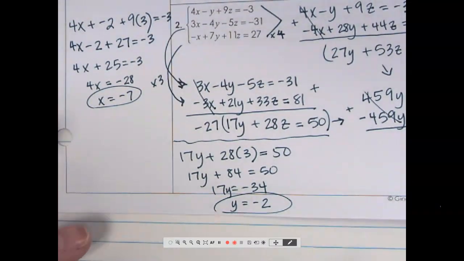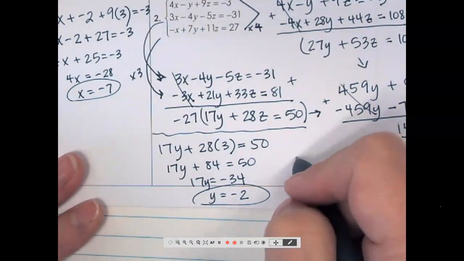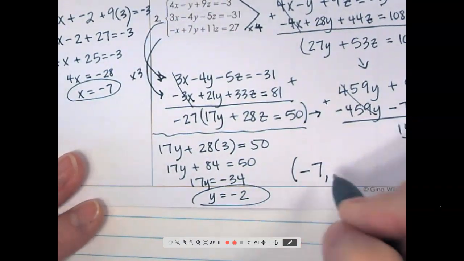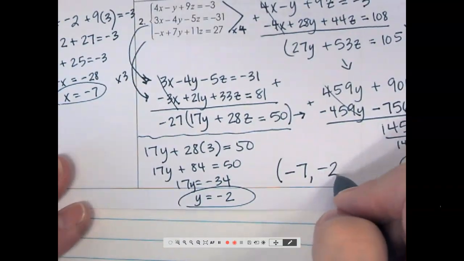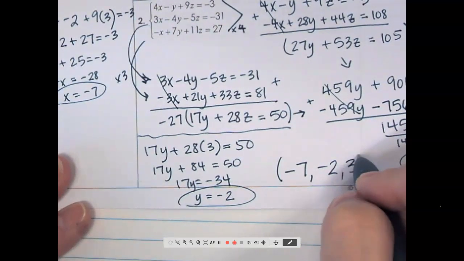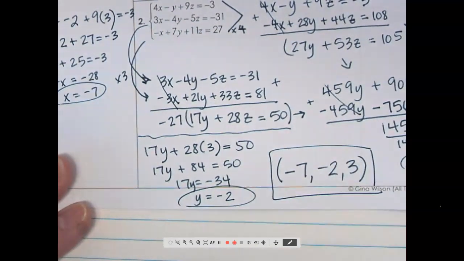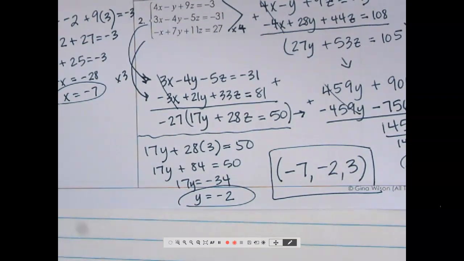Okay, our answer, which is an ordered triple, is negative 7, negative 2, 3. Fun? Yep. Like a puzzle, kind of, isn't it? Okay. That's as hard as they get, too. Yes.